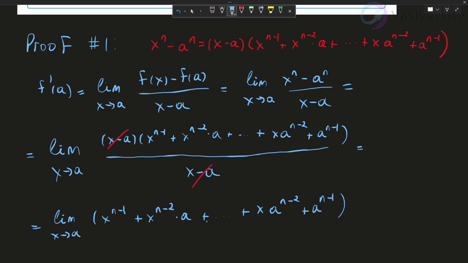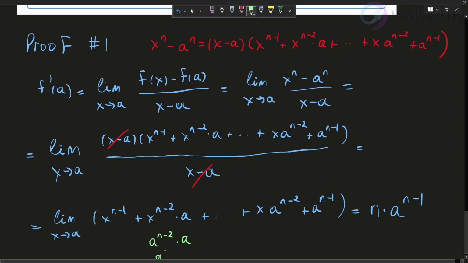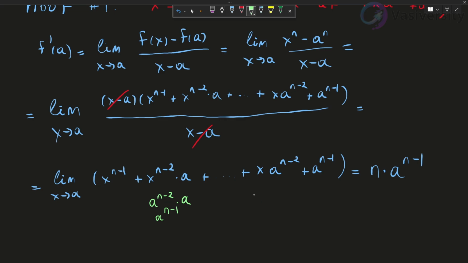So if we plug in a, we're going to get the term a to the power of n minus 1 in every term, and if we sum up n terms, we're going to get n. So that's going to be equal to n times a to the n minus 1. Think about it: if you have a to the n minus 2 times a, that becomes a to the n minus 1. Likewise, if we have a times a to the n minus 2, it's going to be a to the n minus 1. So it's all going to be a to the n minus 1, and we can add them all together and get n times a to the n minus 1. Here, a is an arbitrary point.